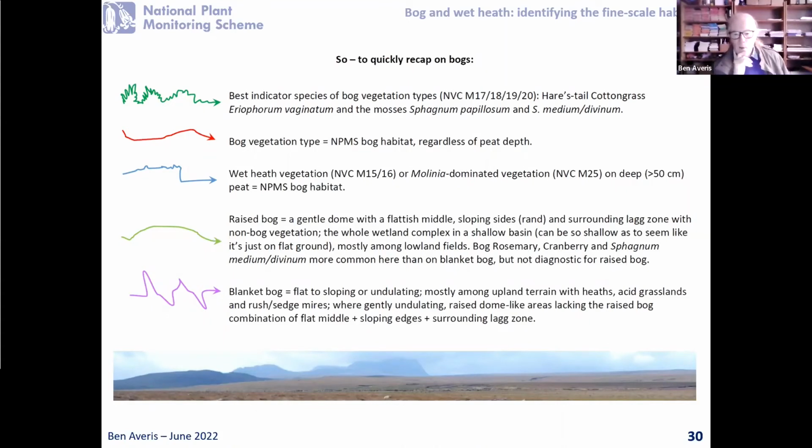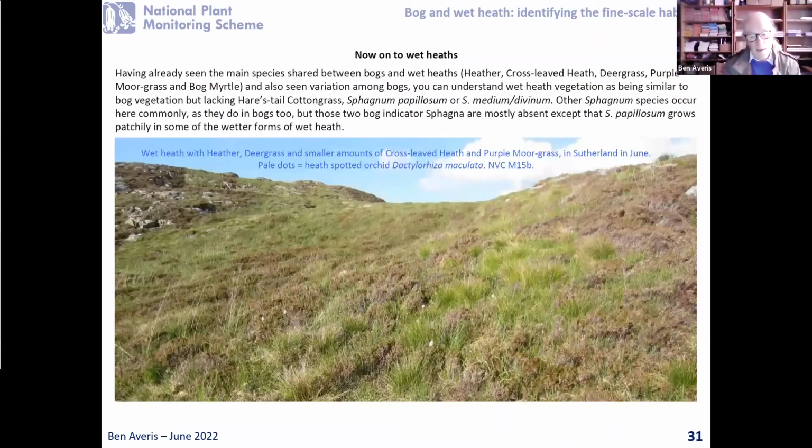So we can go on to the next one, wet heaths, starting to talk about wet heaths. I'm going to be off for time, and I don't want to drag this on too long. A lot of the species are shared, but we don't have hare's tail cotton grass or those two big sphagnums. And here's a fairly typical area of wet heath with a lot of heather and deer grass and some purple moorgrass.